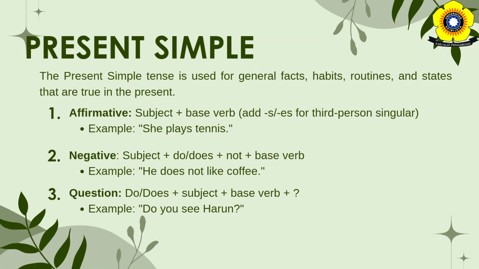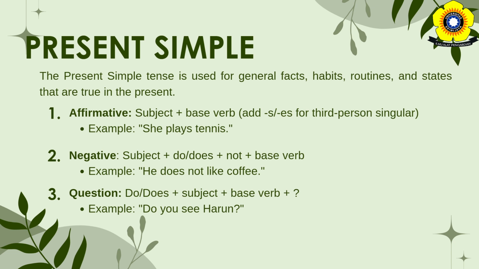Present simple tense is used for general facts, habits, routines, and states that are true in the present. Okay, for the formula, affirmative is subject plus base verb. We usually add s or es for third person singular. Example: she plays tennis. Negative one is subject plus do or does plus not plus base verb. Example: he does not like coffee.